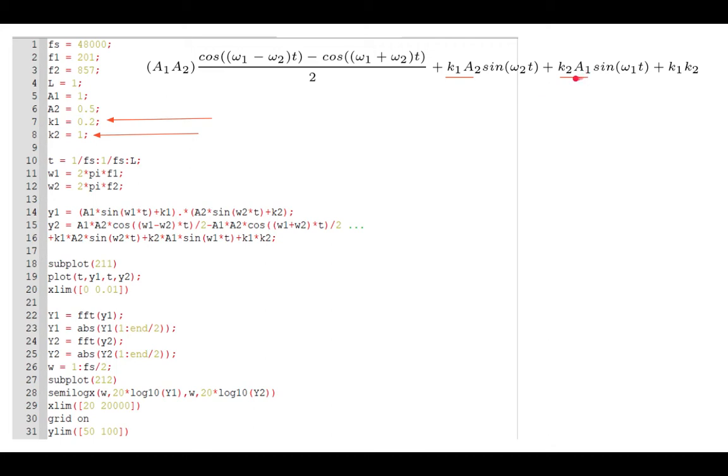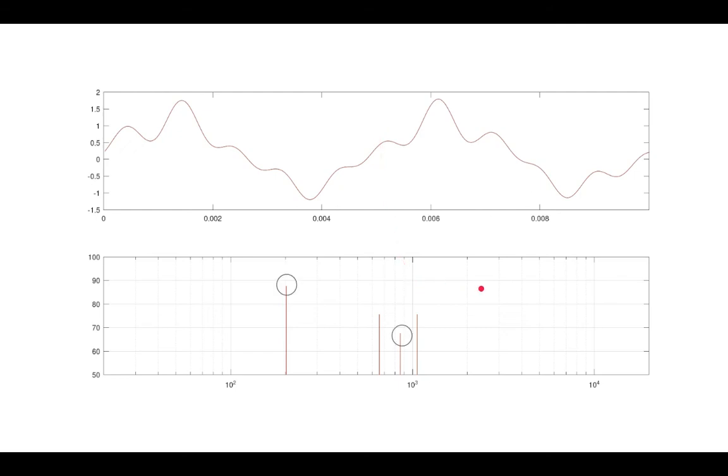So A1 times K2, A1 is 1, K2 is 1, so that's just 1. And then K1 times A2 is 0.2 times 0.5, which means 20 dB down. So the coefficient to the omega 1 term is 1, and the coefficient to the omega 2 term is 20 dB down from this term. This one is just 1. This one is negative 20. So we have the two additional frequencies, which is what we expect. They're at 201 and 857.